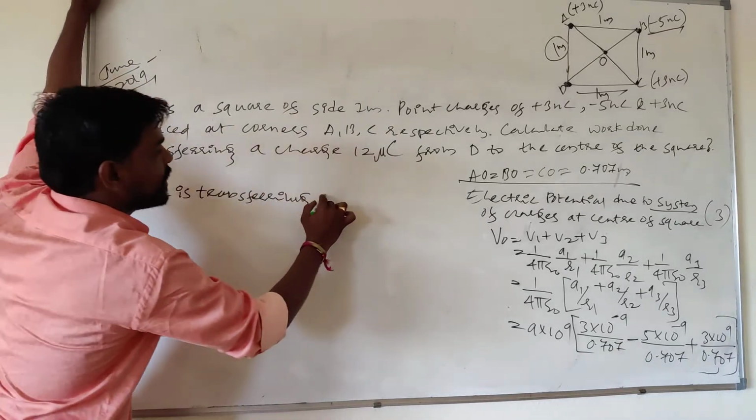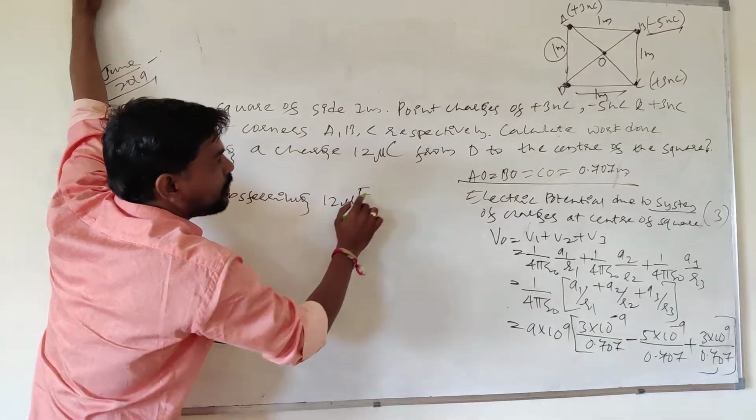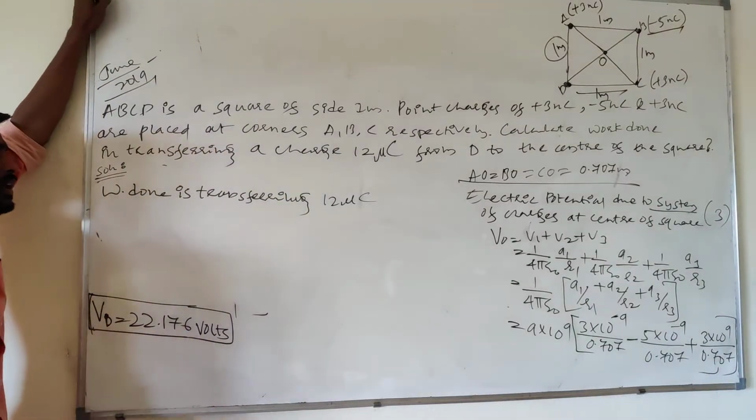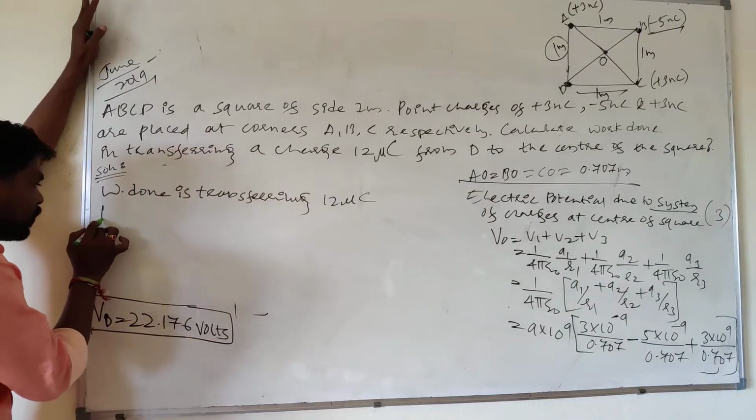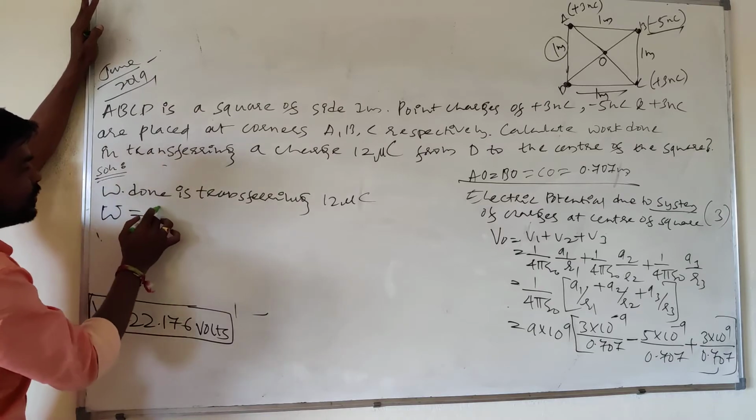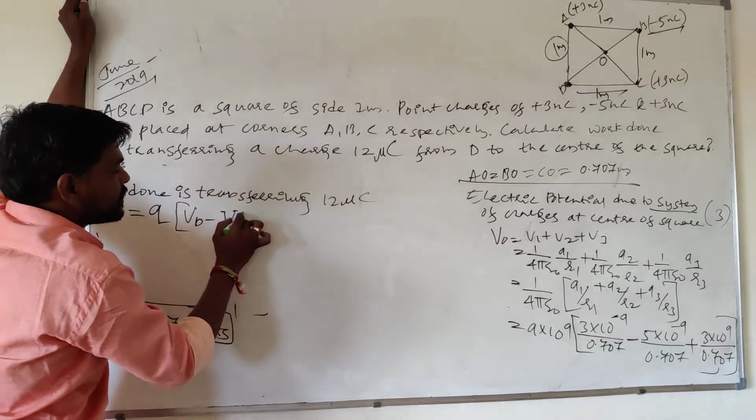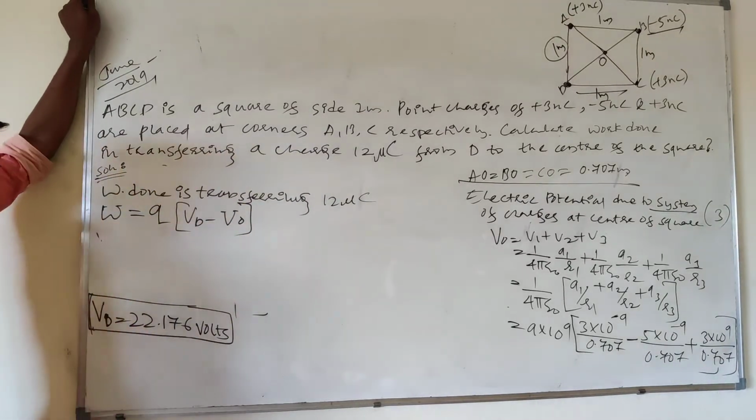So transferring how much? 12 microcoulomb. 12 microcoulomb. See, I'm going to write here. Work done is equal to Q times (VD minus VO). VD minus VO.